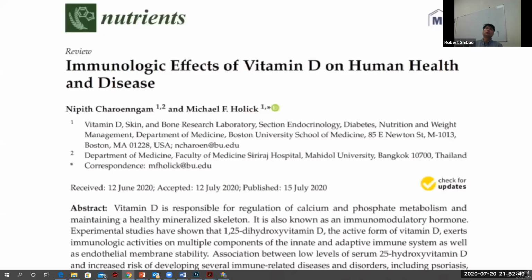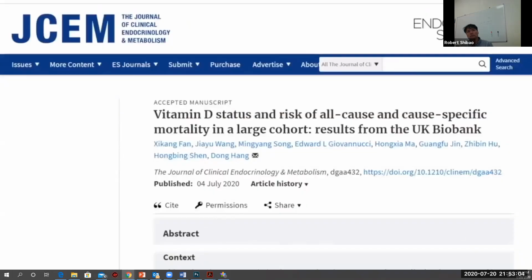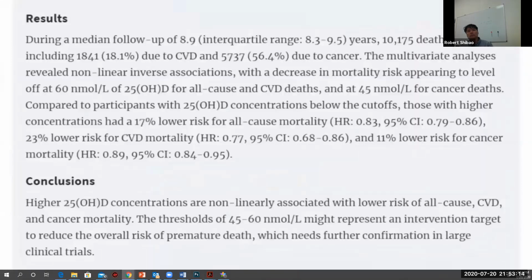which is very germane because just last week, there was a paper published that showed a reduction in all-cause mortality associated with vitamin D levels 45 to 60. And here's that article titled Vitamin D Status and Risk of All-Cause and Cause-Specific Mortality in a Large Cohort, Results from the UK Biobank. And what were the results?